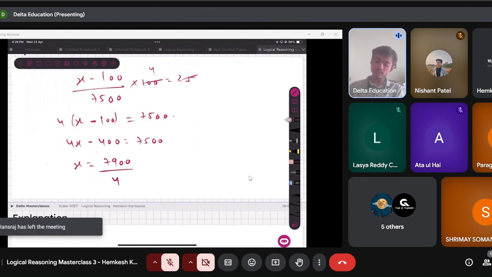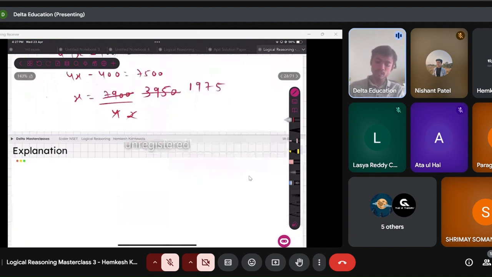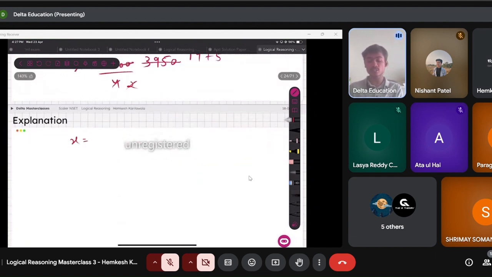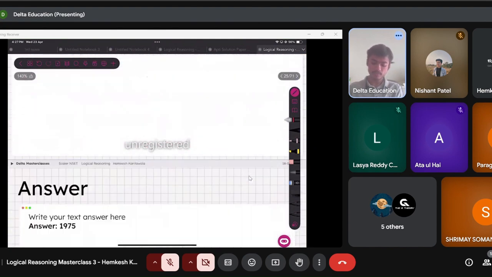If we go on solving this, 2 3s are 6 and 1 carried, 2 9s are 18 and 1 is 19, 2 5s are 10. Again dividing by 2, 2 1s are 2, 2 9s are 18, 2 7s are 14 and 1 is 15, 2 5s are 10. So from here we get the answer: X, which is our advertising cost, is 1975 rupees, which was asked in the question. This is the answer, 1975.